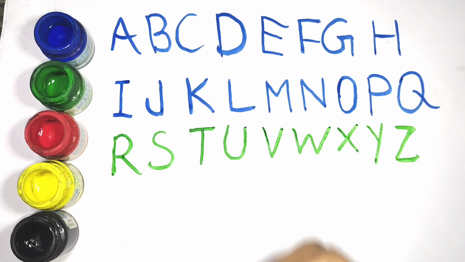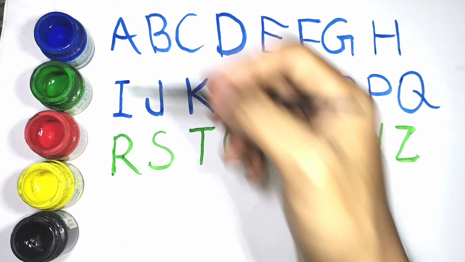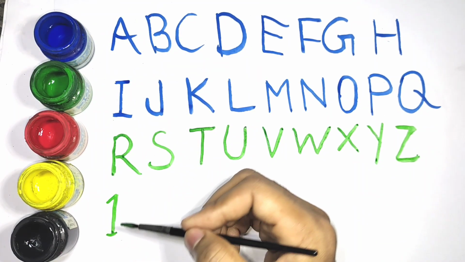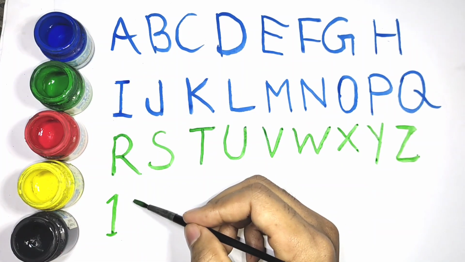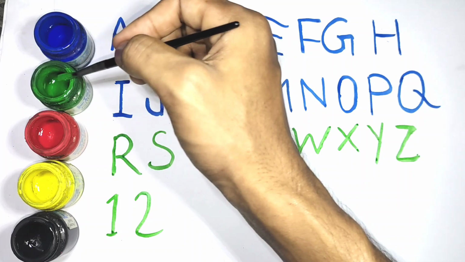Kids, the next one is numbers. We again use green color. First we draw the number of 1. O-N-E 1. The next one is 2. Green color.